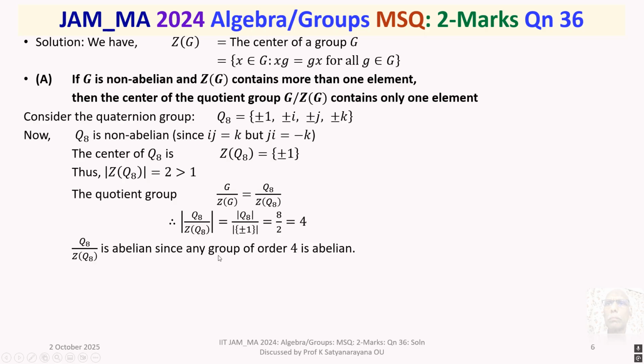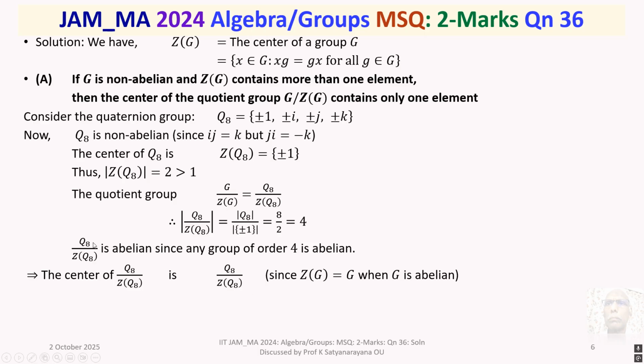Why? Because every group of order 4 is abelian. Therefore, Q8 by ZQ8 is abelian. We have to consider the quotient group of G by ZG, so the quotient group of this quotient group. So, the center of this quotient group Q8 by the center of Q8 is itself, that is Q8 by ZQ8.